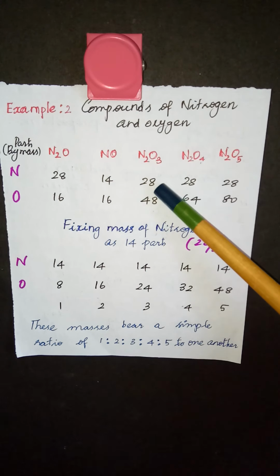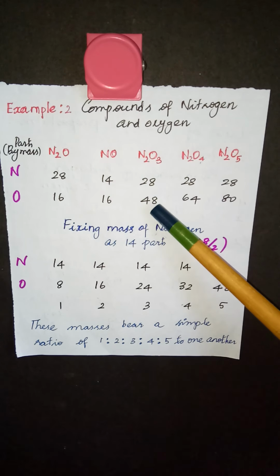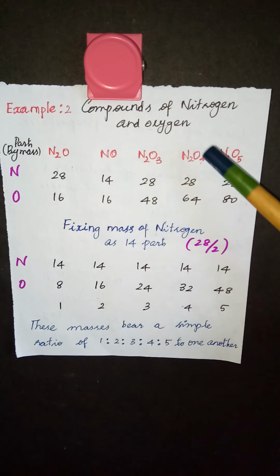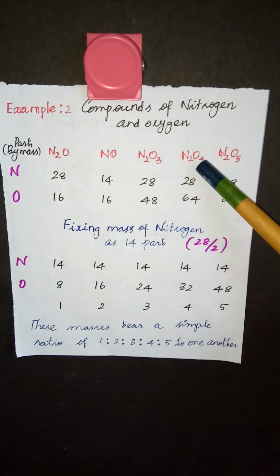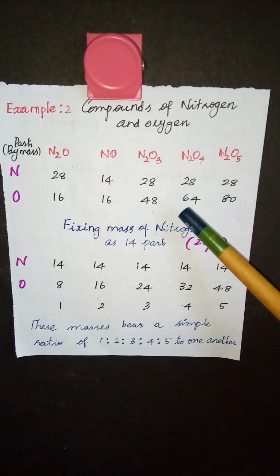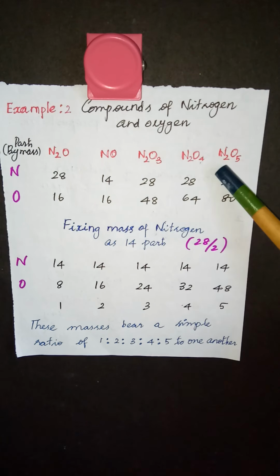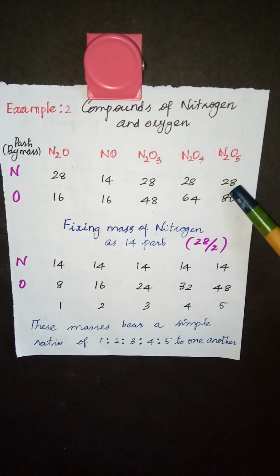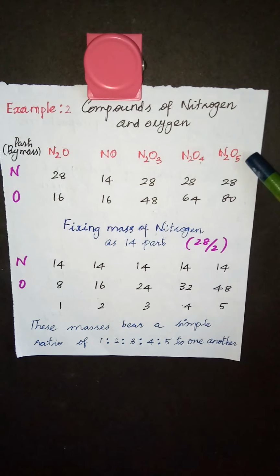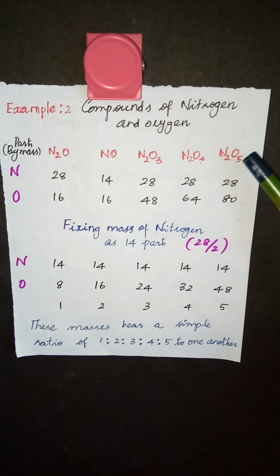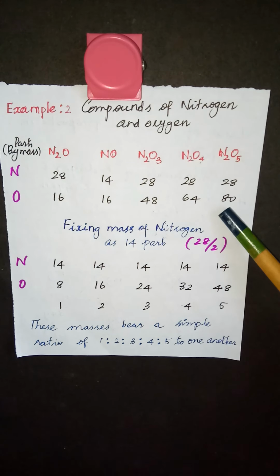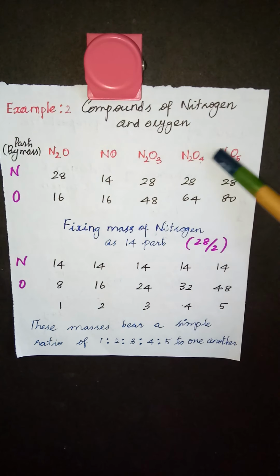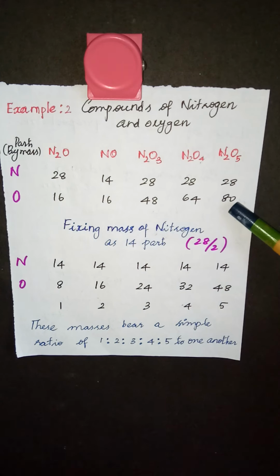So 2 into 14 will be 28, 3 into 16 will be 48. So this is the mass of nitrogen and oxygen in this compound. In this compound, 2 nitrogens and 4 oxygens, so 2 into 14, 4 into 16. N2O5, 2 nitrogens and 5 oxygens. 2 into 14 is 28 nitrogen parts by mass, and you can take it as gram here. So 5 into 16 is 80 gram. So these are the mass of nitrogen in all these compounds and these are the mass of oxygen in all these compounds.